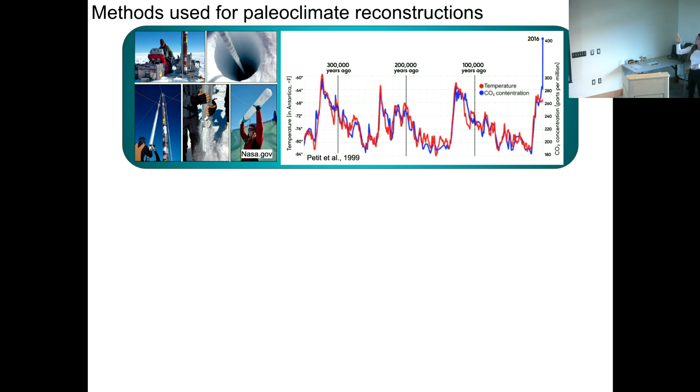And then on the far right, you can see that big spike in 2016, and we're even beyond that concentration now. In 2016, the CO2 concentration was about 400 parts per million, and currently it's about 420 parts per million. So we're trying to understand, based on past evidence, what sort of temperature increase might we see.